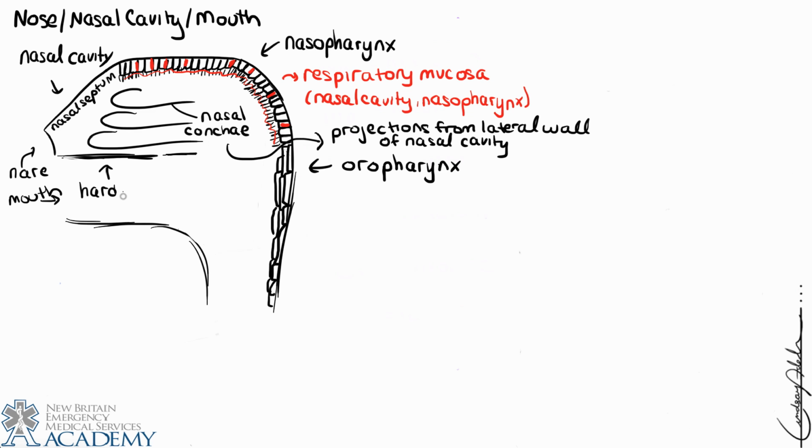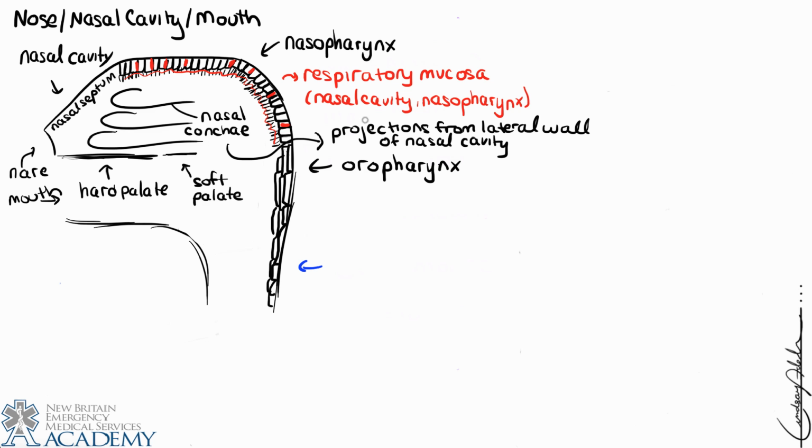Of course, the air can also enter through the mouth, and we notice that the mouth and the oral cavity is separated from the nasal cavity by the hard palate, which is made of the maxillary and palatine bones, and then also the soft palate, which is basically more posterior than the hard palate, and it's basically just made of muscle. So let's talk for a moment about the oropharynx, and then of course we can sort of add into our drawing here the laryngopharynx.